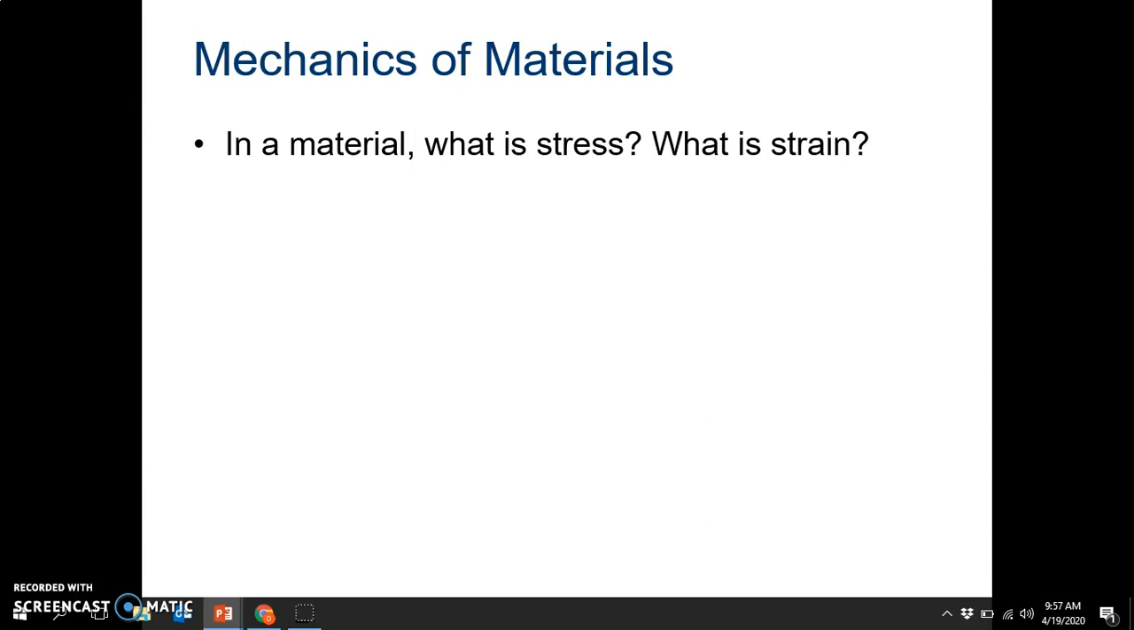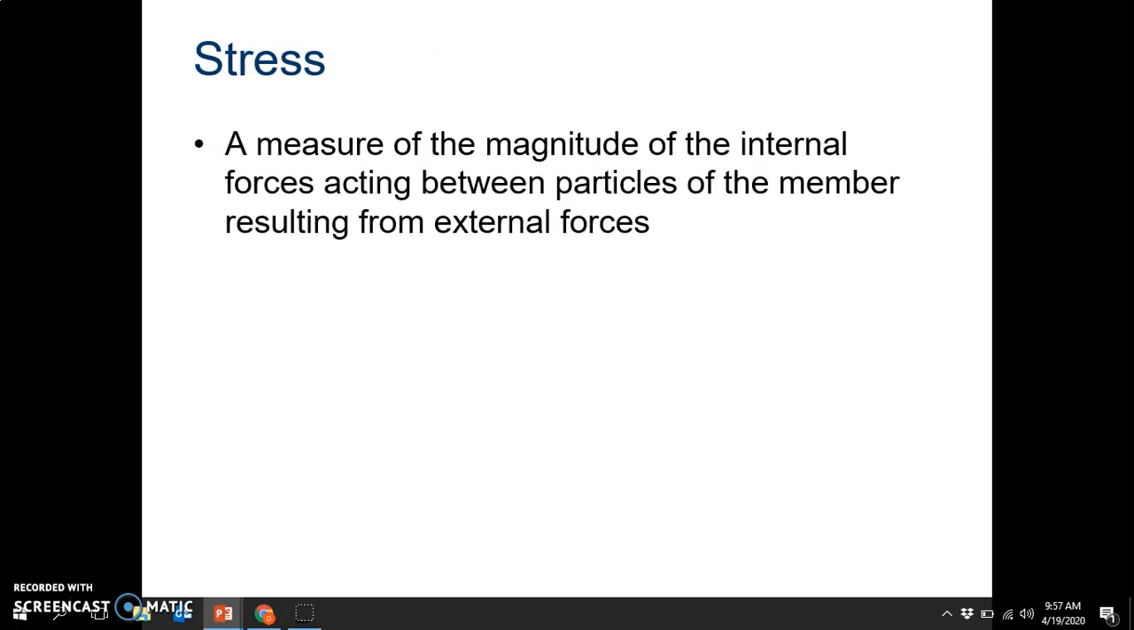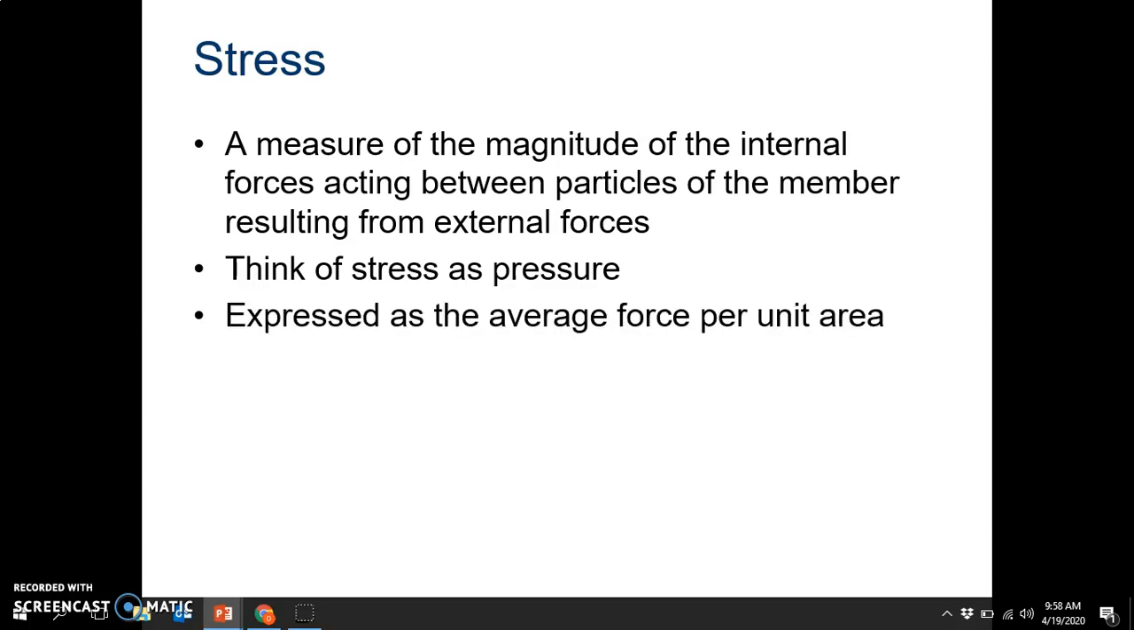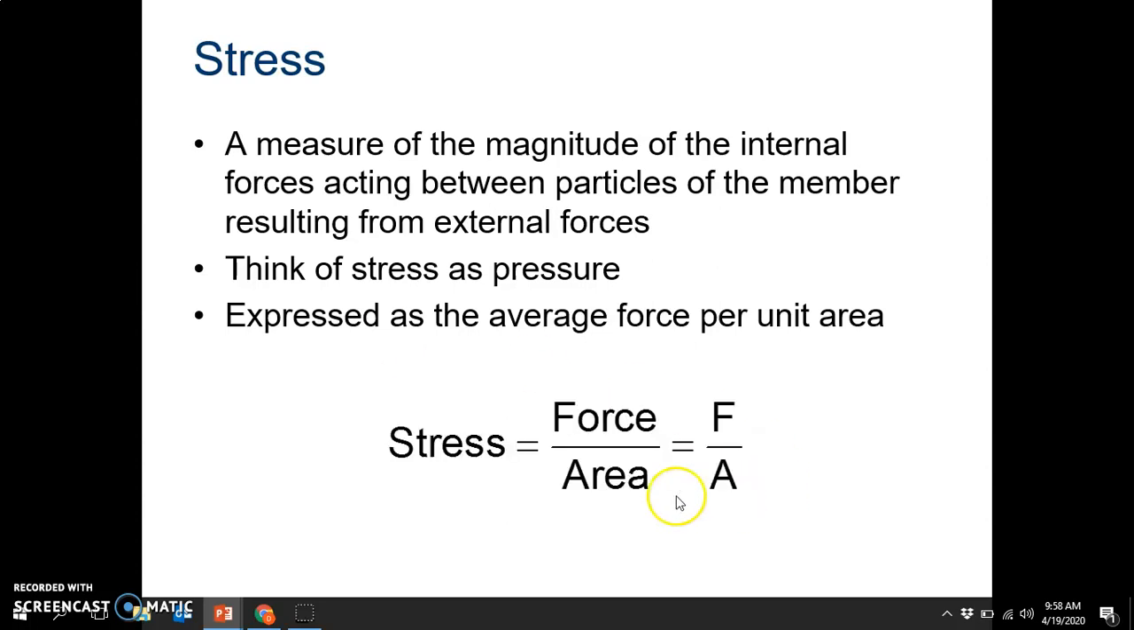You probably have heard at least stress. I'm not sure how familiar you are with what strain means in a physical sense, but stress is going to be a measure of the forces acting on a member. So here's your wordier definition. I'll read it. A measure of the magnitude or value of the internal forces acting between particles of the member resulting from external forces. And you can think of stress as pressure. And what is pressure measured by? Well, it's force per unit area.